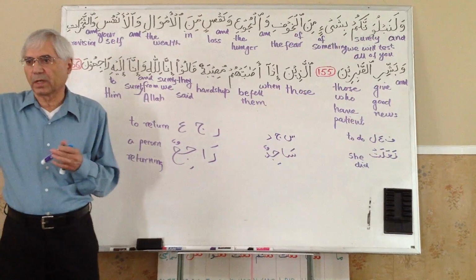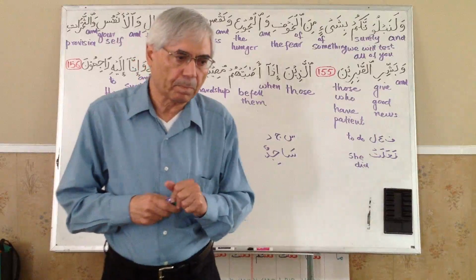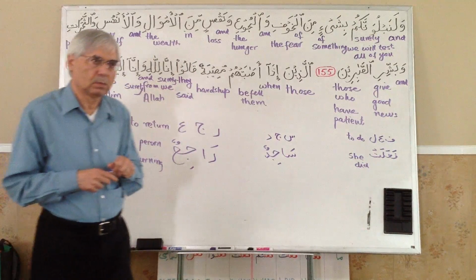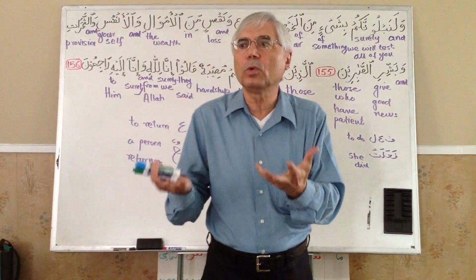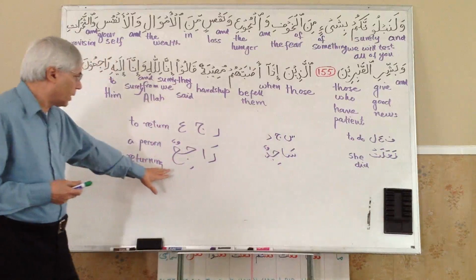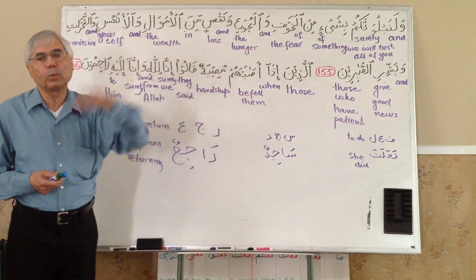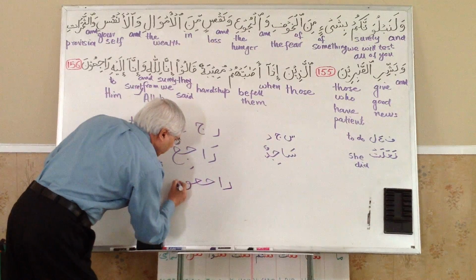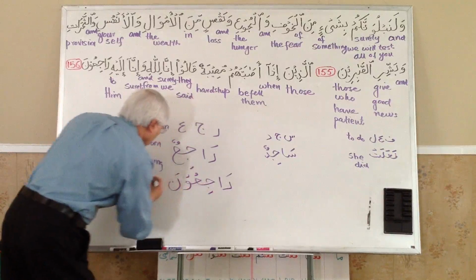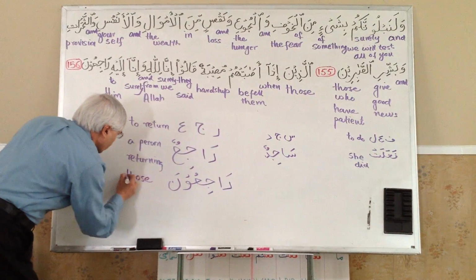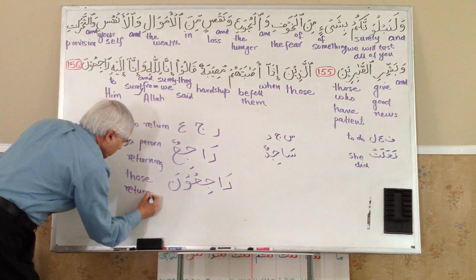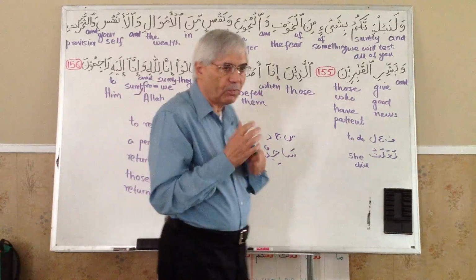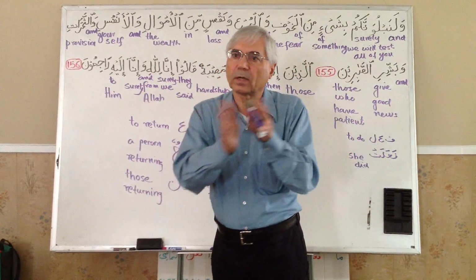Rajiun is a person who is returning, going back. And when you put a waw and noon at the end, it becomes plural. Like Muslim is one Muslim, Muslimun is the plural. So this will become Raji'una, those people who go back. So the plural is Raji'una: those going back, those returning. So, we are from Allah and we are those who are returning to Him.